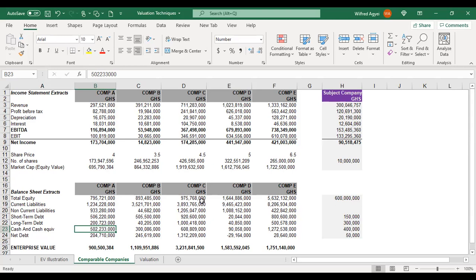Wilfred, good morning. Please, I wanted to find out, you talked about the marketability discount, and I realized you used 20%. Was it subjective? What's the basis for using 20%? Or is that like the standard or average?